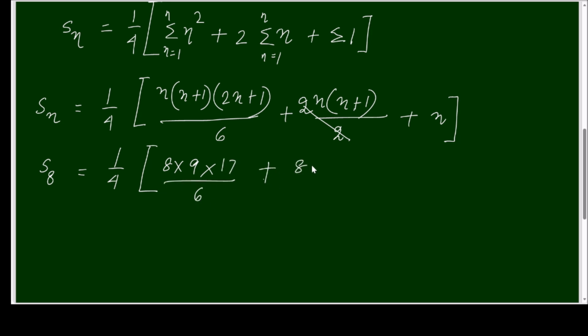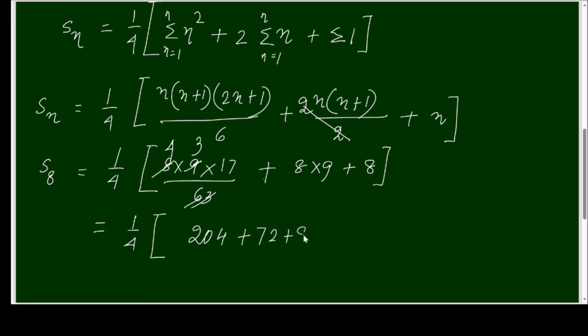Plus here 8 into 9, plus n is 8. So on simplifying, I'll get 4 times 3 is 12, into 17, it will be 204, plus 72, plus 8. So 284. So 284 divided by 4. So the answer is 71.